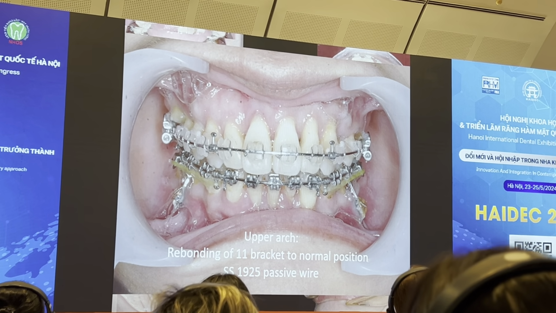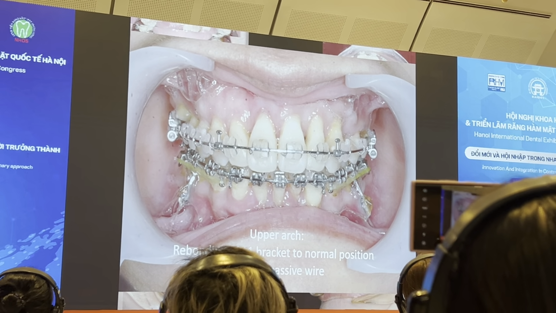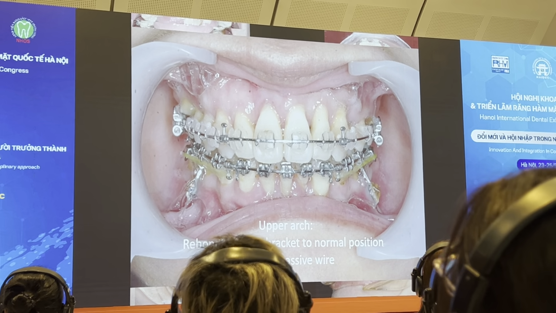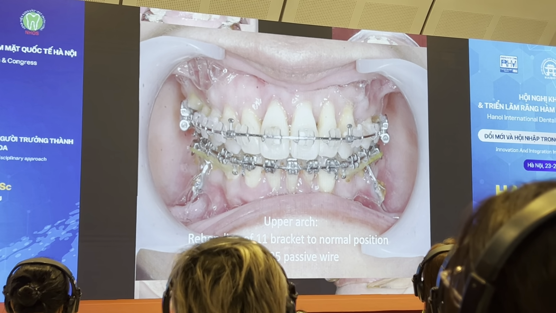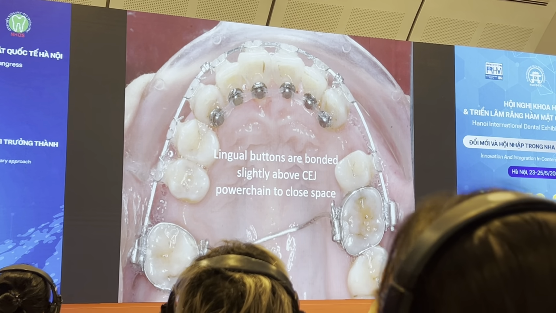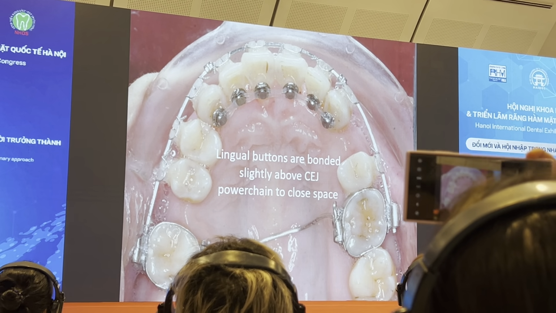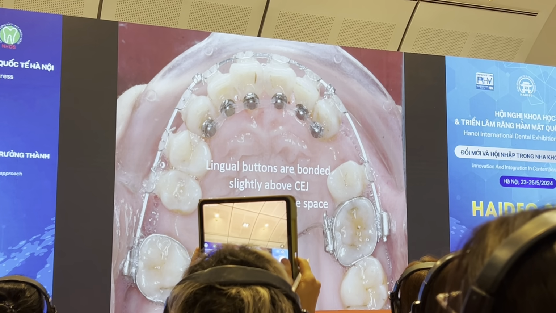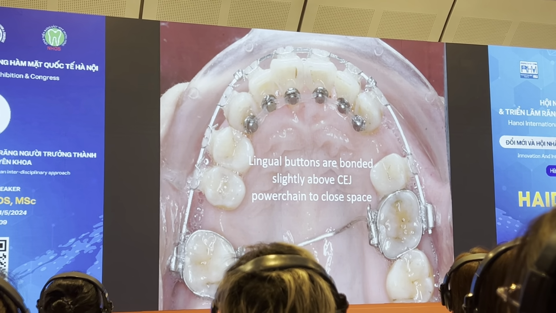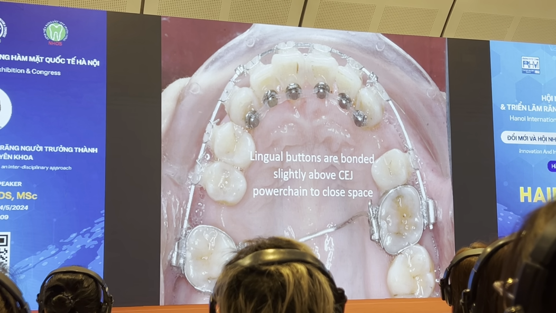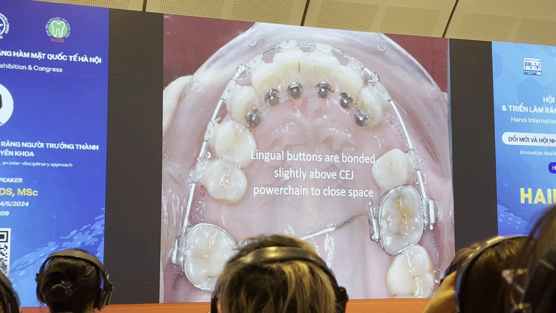Now, on the upper arch, the bracket on 1-1 was rebonded to the normal position. A stainless steel 1925 arch wire was inserted. And on the upper occlusal view, we can see that lingual buttons were bonded slightly above the CEJ level, and the power chains were applied to close space. So why did I need the lingual buttons?